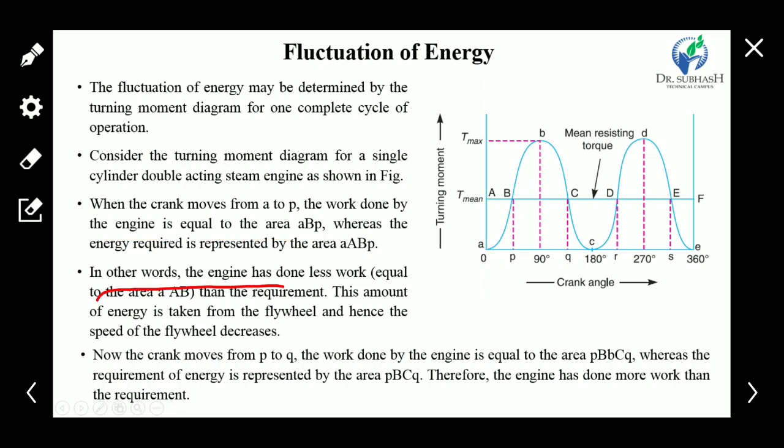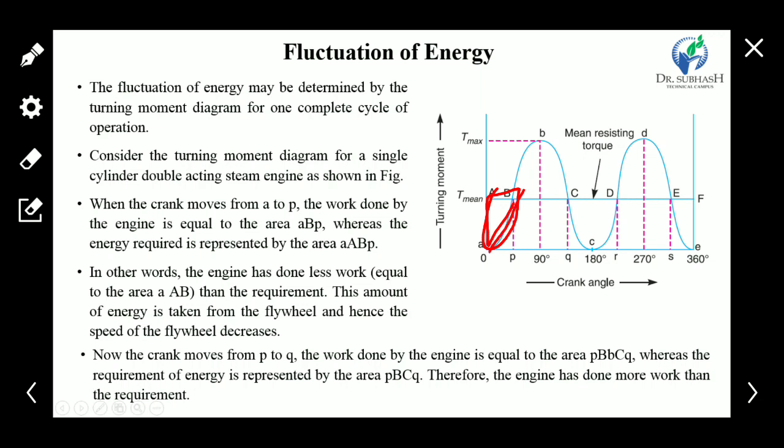in other words, the engine has done less work, equal to the area of AB. This area indicates that the engine has worked less. It means the engine has to work less. This amount of energy is taken from the flywheel and hence the speed of the flywheel decreases.